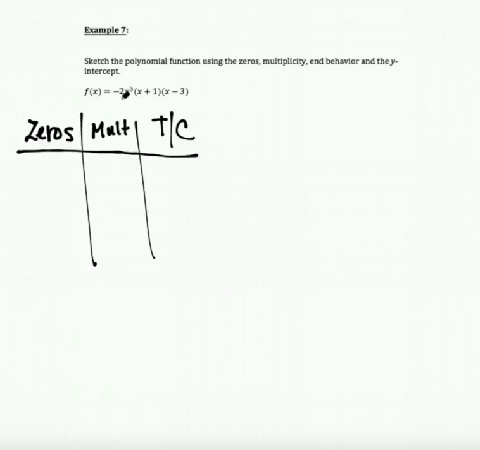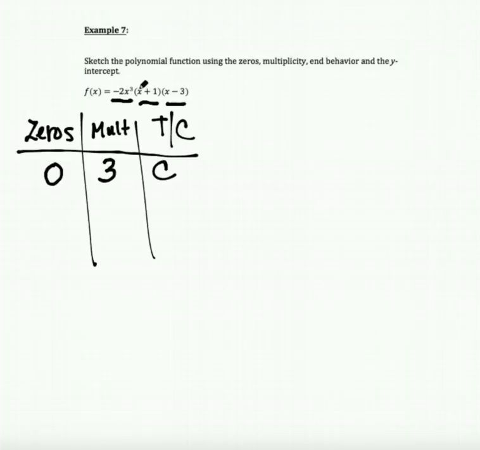Okay, so we have three factors to deal with. We have this -2x cubed, we have x plus 1, and we have x minus 3. -2x cubed, when x is 0, that's going to make that term 0. So my first 0 is 0. The multiplicity associated with that is a cube, so multiplicity is 3. That is odd, so it's going to cross the x-axis at 0.